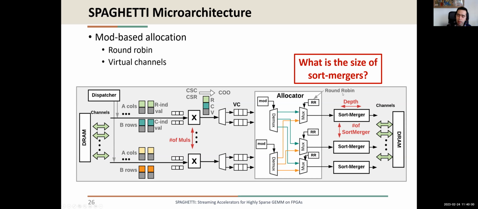And I showed you the structure of the sorter and merger. Based on the budget that we have in our hardware, you can have either deeper sorters and mergers, or smaller sorters and mergers but a larger number of sorter and merger components. So instead of having only 2, you can have 4, but smaller sorters. But the question is, what is the size of the sorters and mergers?